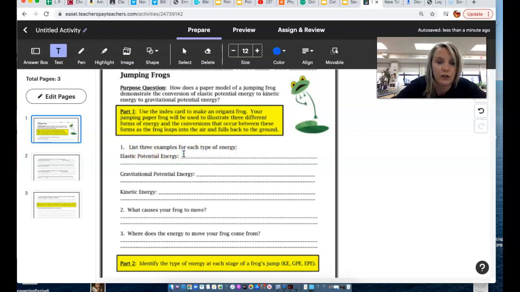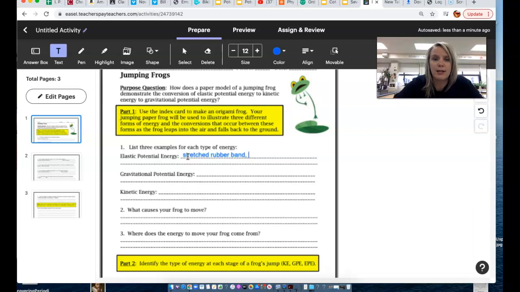Elastic potential energy. Well, if you think of an elastic band or a rubber band, that stretches and pulls, right? It kind of deforms its shape in order to store a bunch of energy. The further you pull it back, the further it's going to go when you transfer that potential energy into kinetic energy by releasing it and letting it fly. Okay, so a stretched rubber band, that would be a good example.